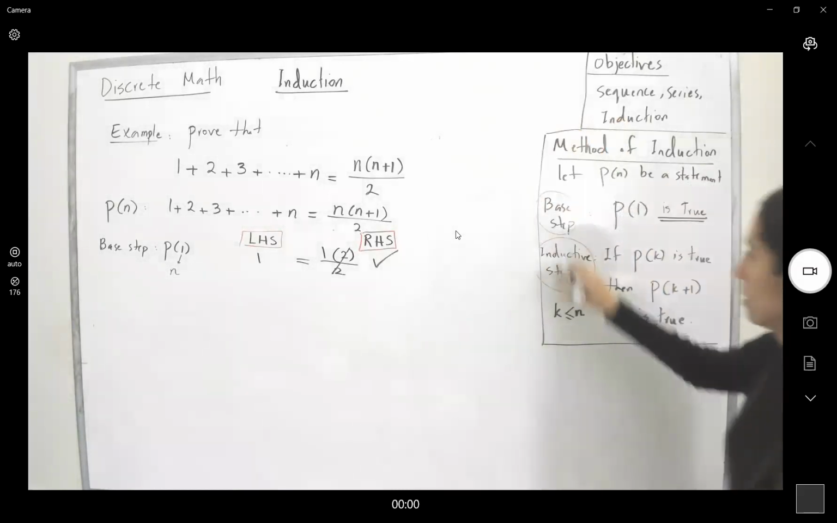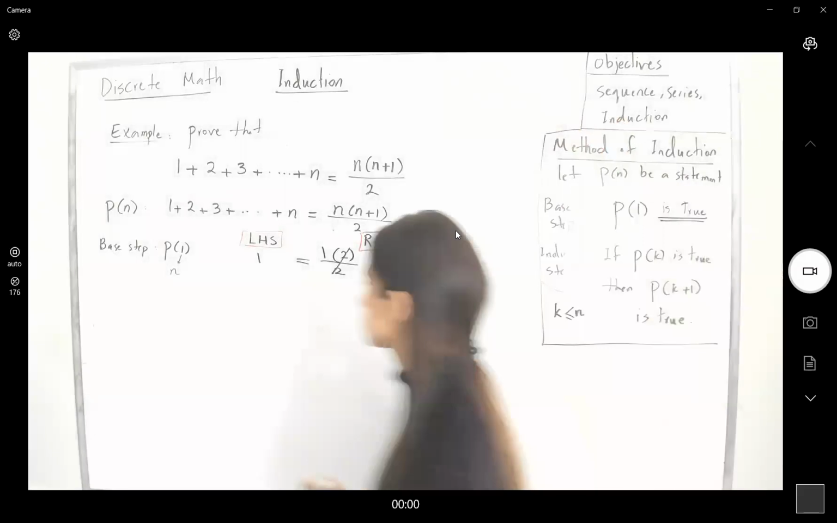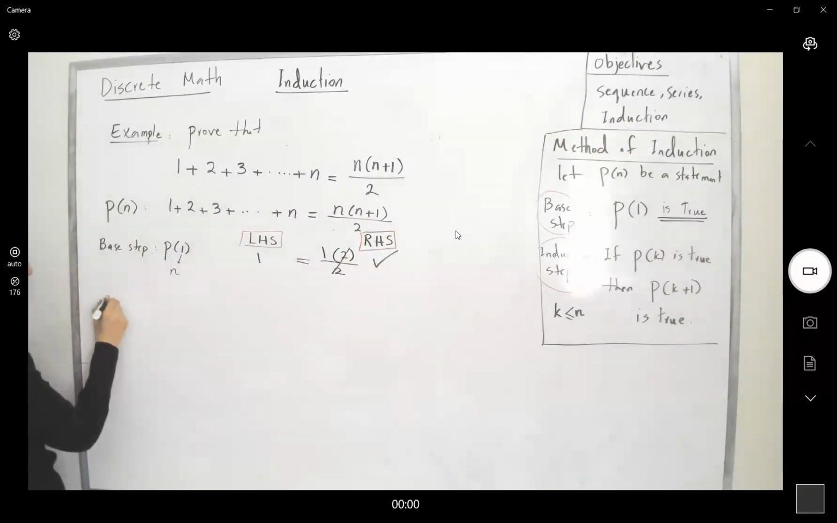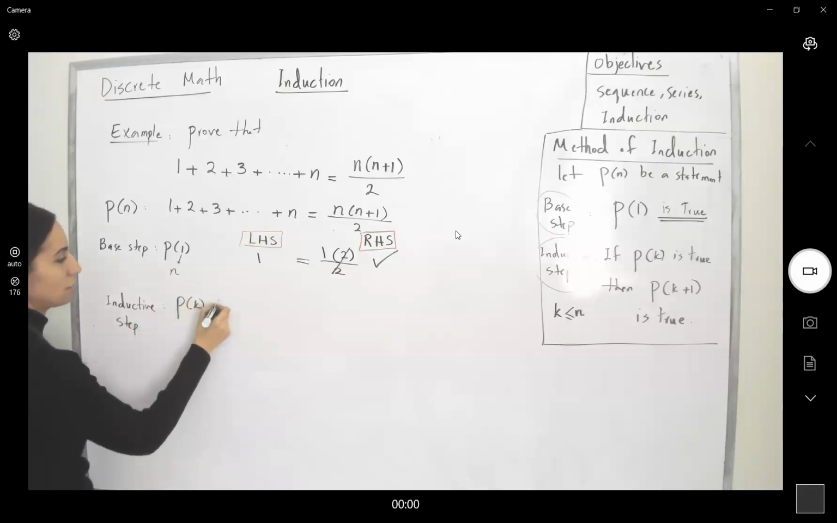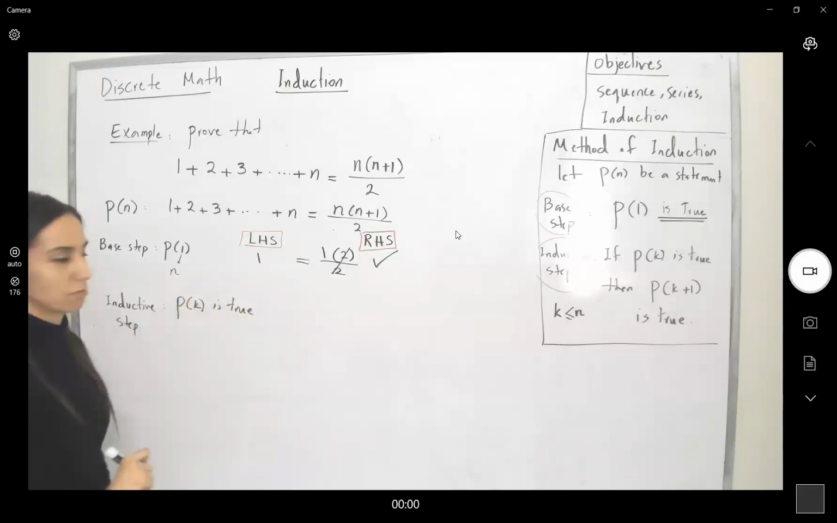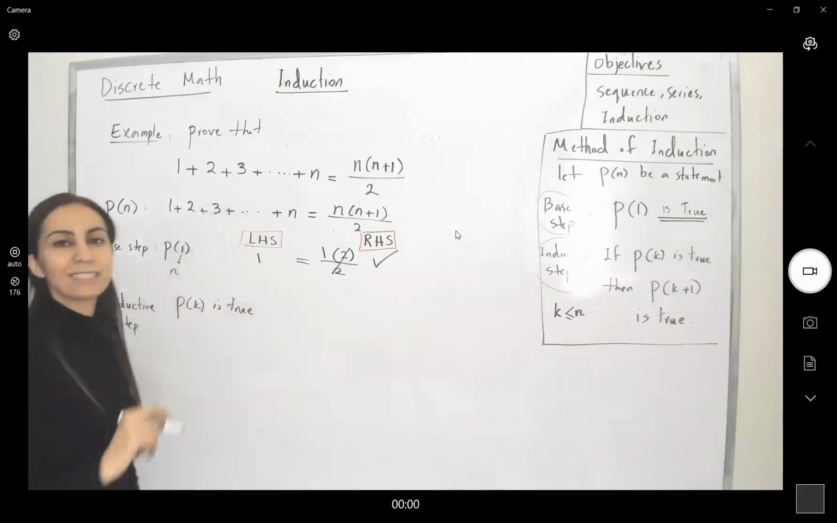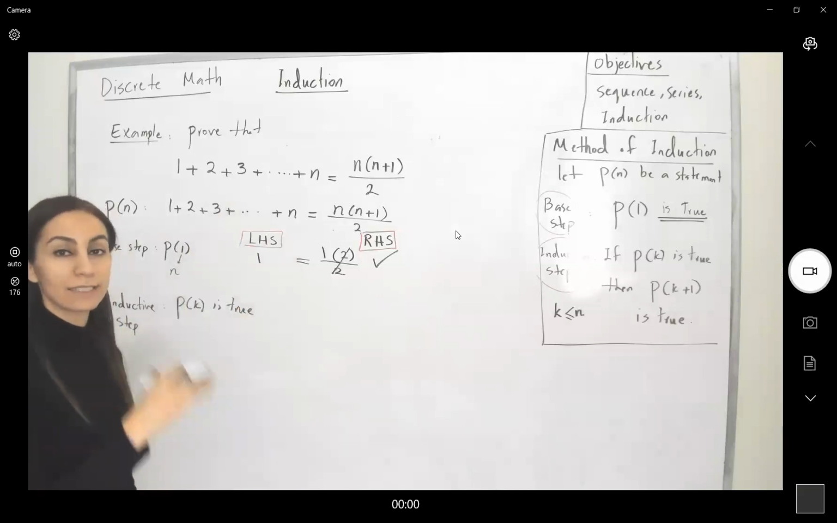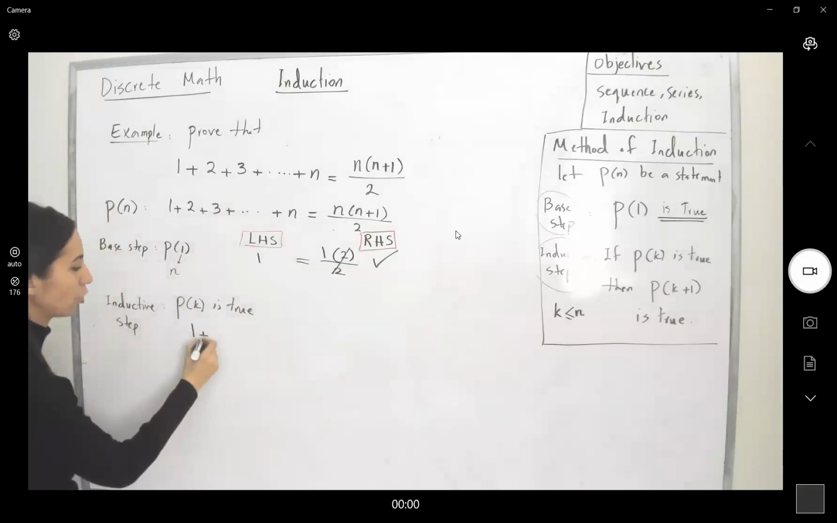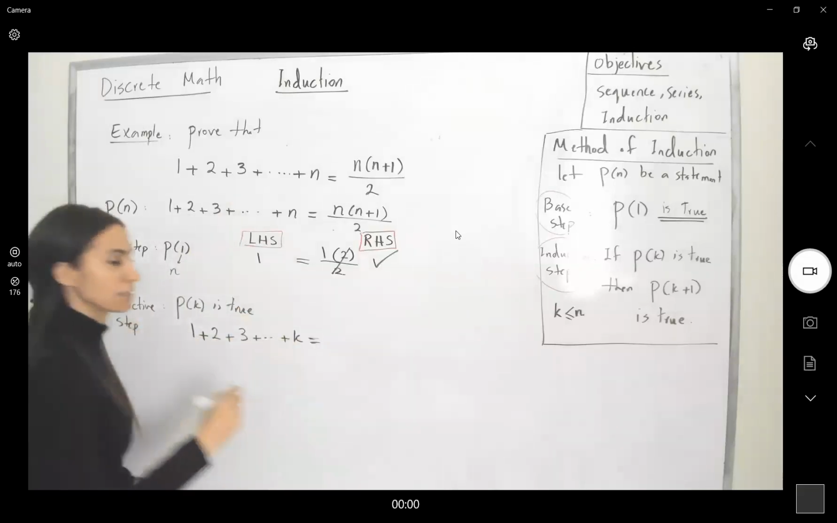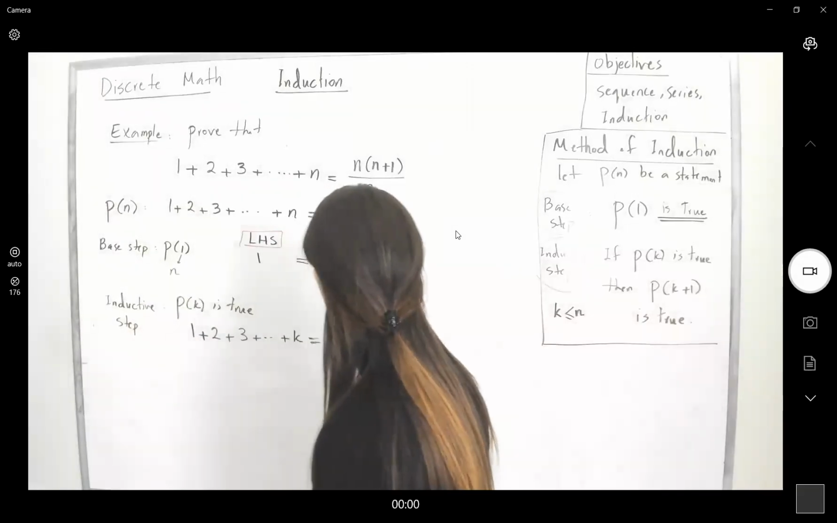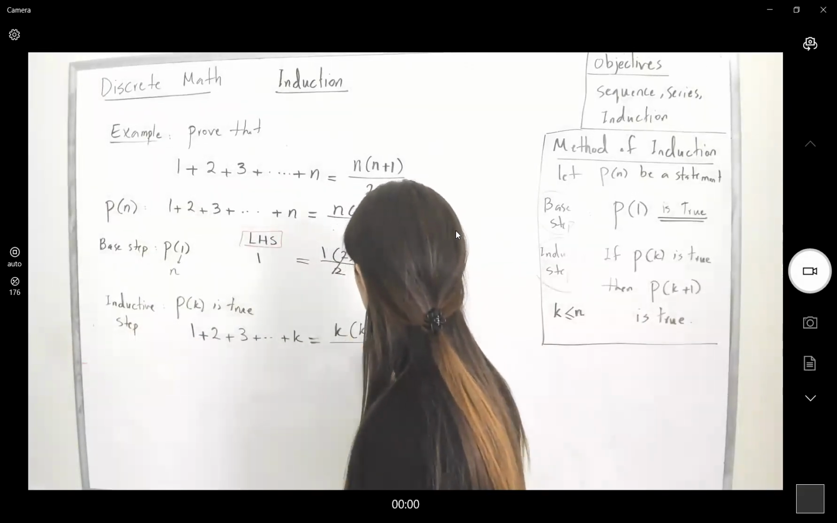So let us go to inductive step for this example. Inductive step says P(k) is true. What's the meaning of that? It means that we assume the statement is true for k less than or equal to n. So if I add 1, 2, 3 up to k, it is equal to k times (k plus 1) divided by 2.